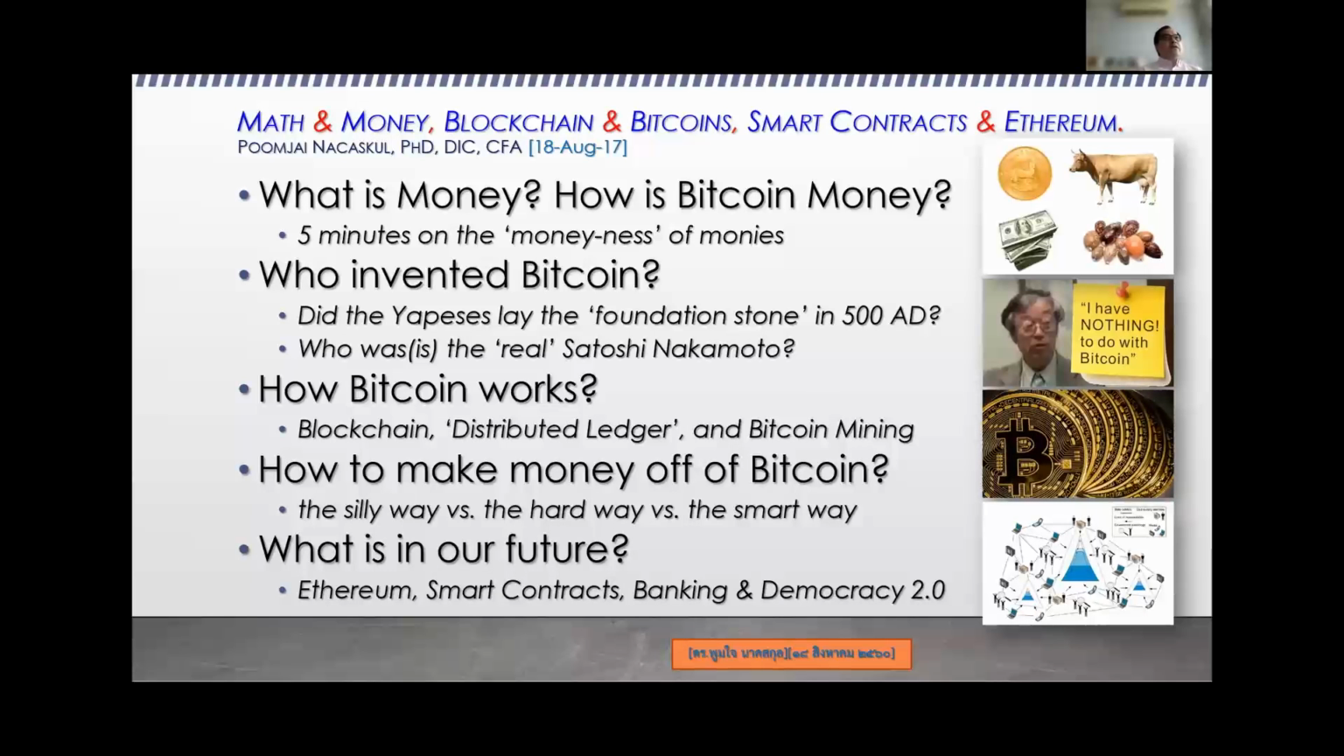So first of all, we have to think: what exactly is money? Hold on, for some reason this is blocking the slide. Okay, so what's money? What's Bitcoin? How is Bitcoin money? Who invented Bitcoin? How does Bitcoin work? That's the under-the-hood part. And how to make money off of Bitcoin, which goes into what it can deliver for you, what's in the future, and so forth. That's the whole narrative that I've built around this.